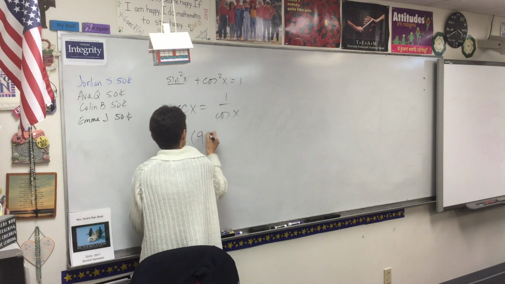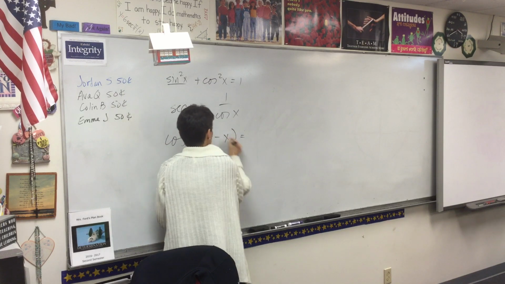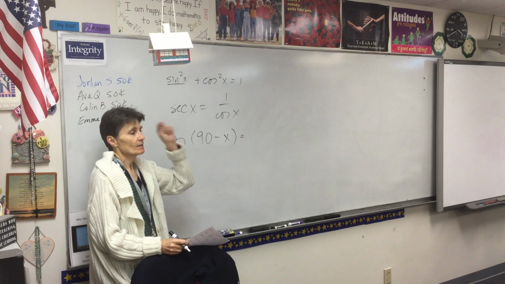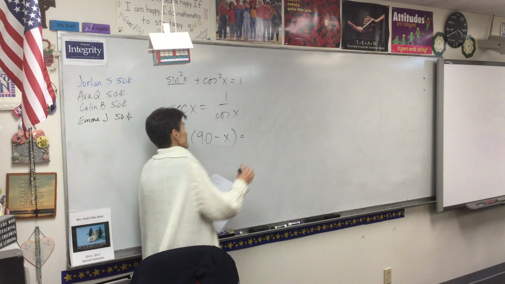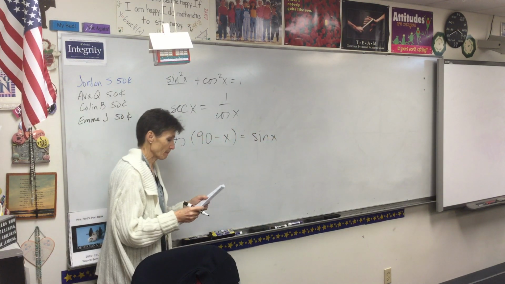Now, here comes one of the new ones that we just talked about. When you have a 90, you think complement, co. So the co-function for cosine is sine. So it's just sine x.